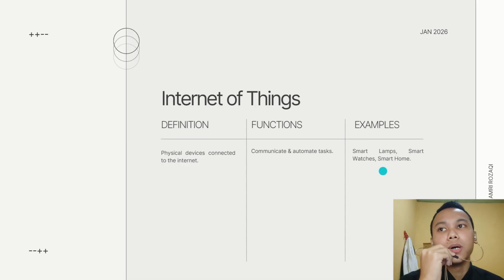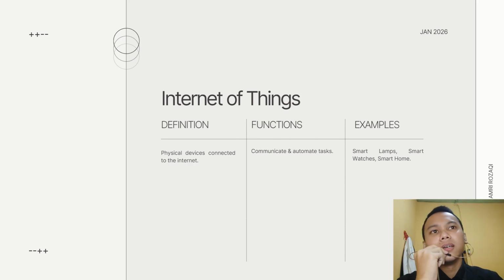Now, I will move to part B, a summary of our presentation on Internet of Things, or IoT. IoT refers to physical devices that are connected to the Internet. Common examples include smart lamps, smart watches, and smart home system. The main goal of IoT is to make our daily activities easier and more automatic.